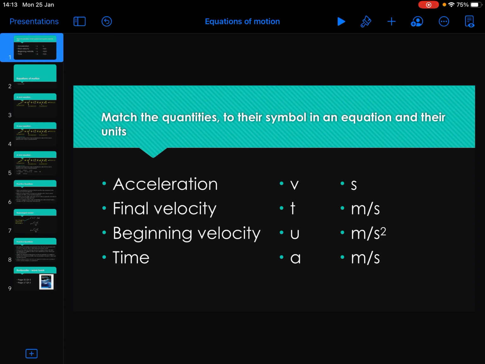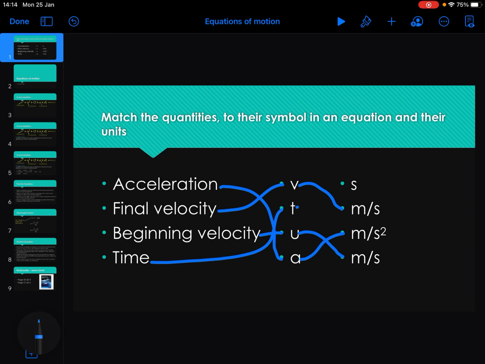Okay, assuming everyone's had a go at that, let's match them up, shall we? So acceleration is A in an equation, and it's measured in meters per second squared. People always forget the squared, so please do not forget. Next one, final velocity is V, and it's measured in meters per second. Now there are 2 meters per second on the right hand side, so I don't mind which one you go to. Beginning velocity is U, and again it's measured in meters per second. And our final one, time, is obviously T, and it's measured in seconds.